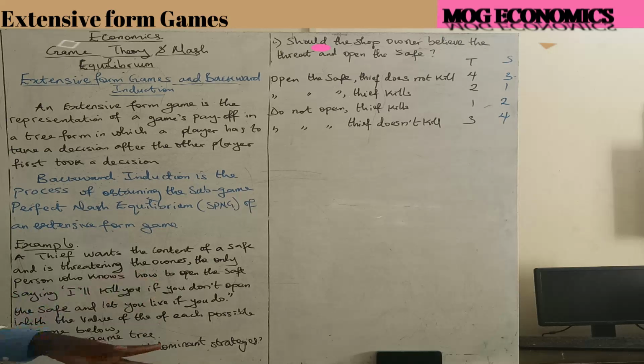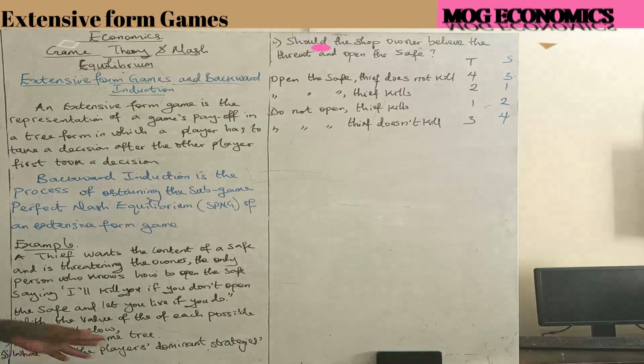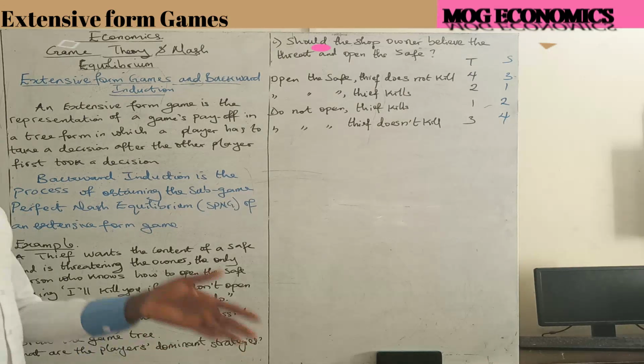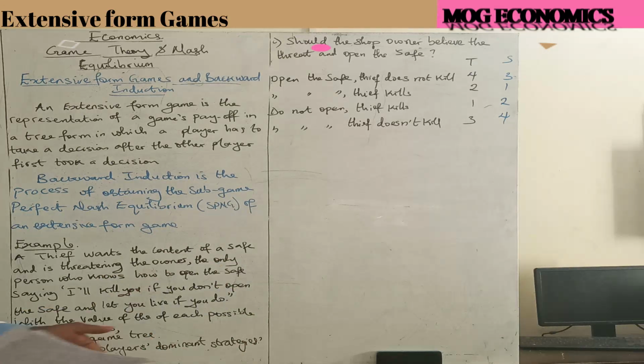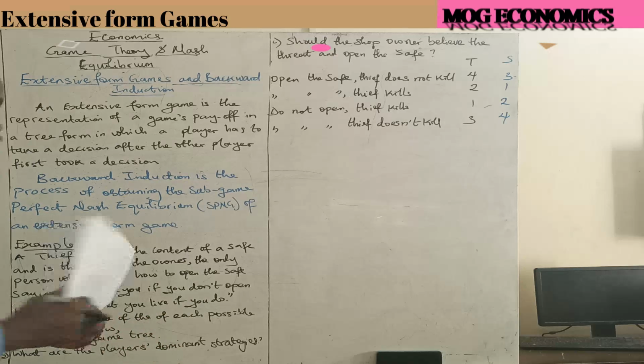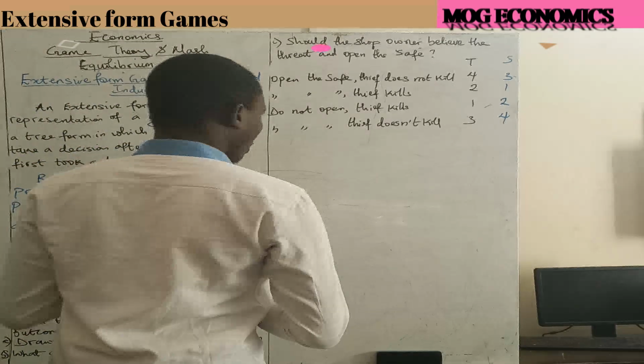So here it is clear somebody is going first. It may look as if it's the thief, but whatever the thief is going to do depends on what the safe owner does. So the safe owner is the one that is going first. So how do we arrange that?